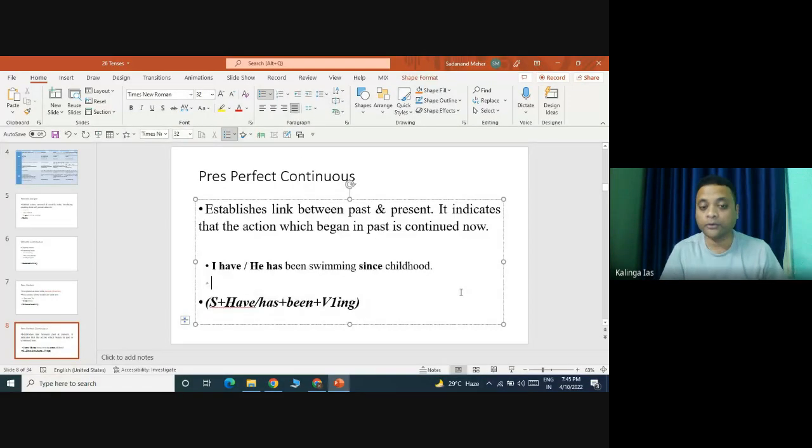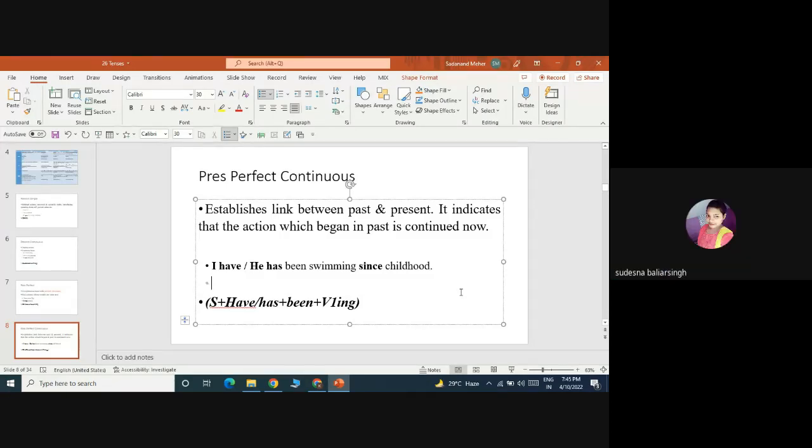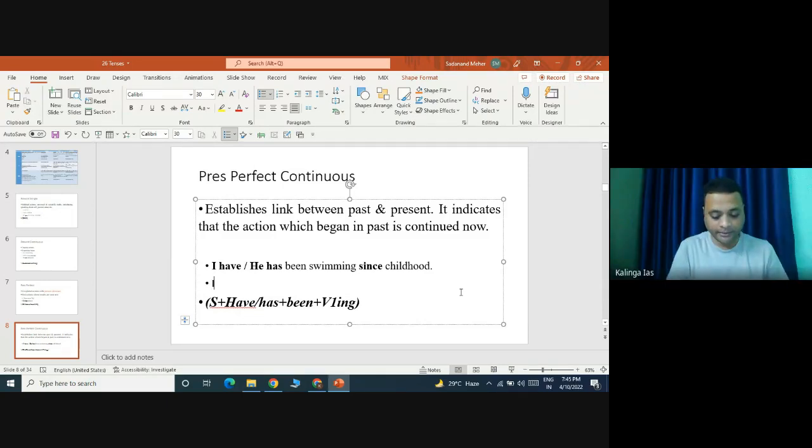Where is since used, where is for used? Can anybody explain? Sir, since indicates the starting time, and for indicates the total time. Okay, time duration. Let me give you an example. Very good, thank you. I have been, let's say this.